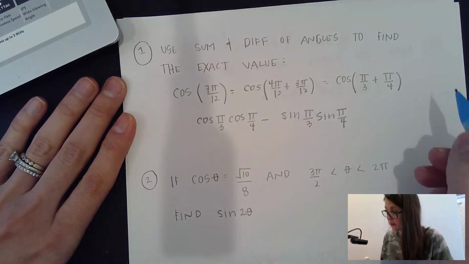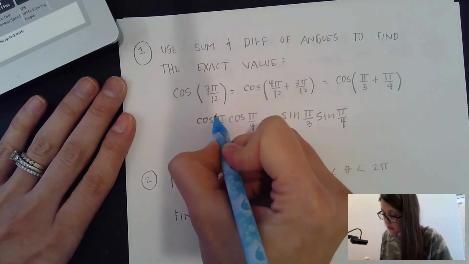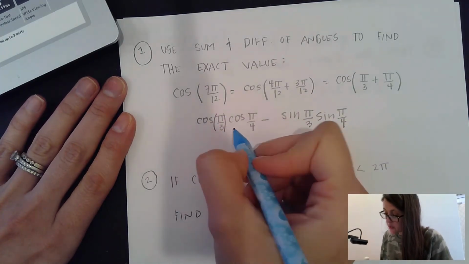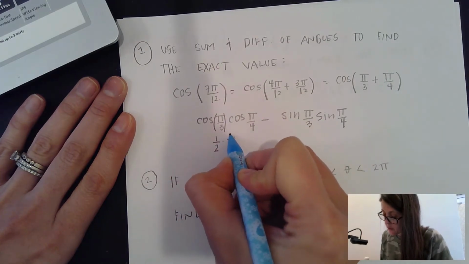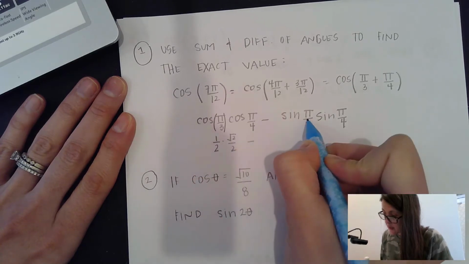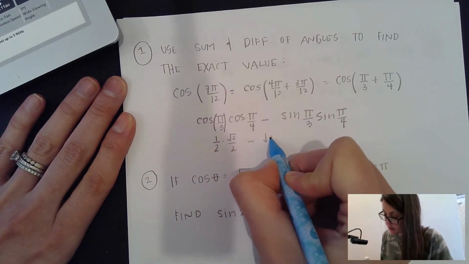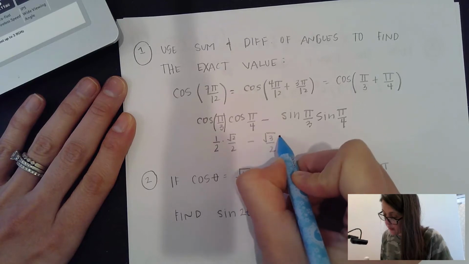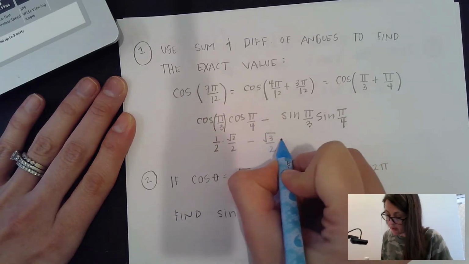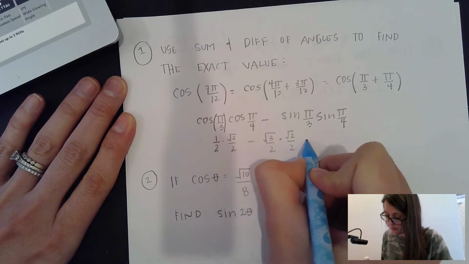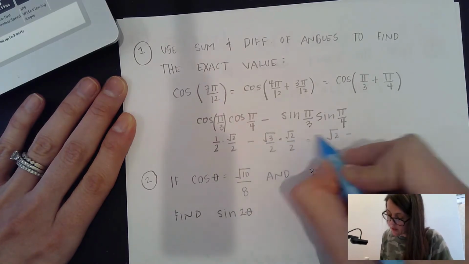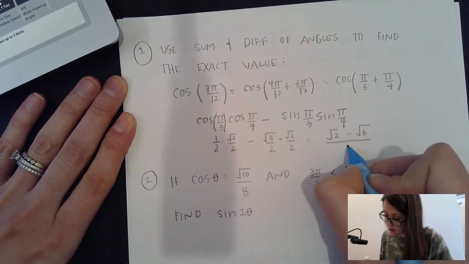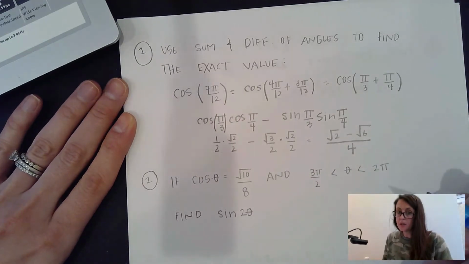So using the unit circle, cosine of pi over 3 is 1/2. Cosine of pi over 4 is square root of 2 over 2. Sine of pi over 3 is square root of 3 over 2. And sine of pi over 4 is square root of 2 over 2. So this will be square root of 2 minus square root of 6, and this is 2 times 2, so we could go ahead and add this together.